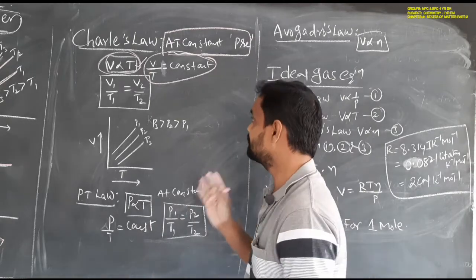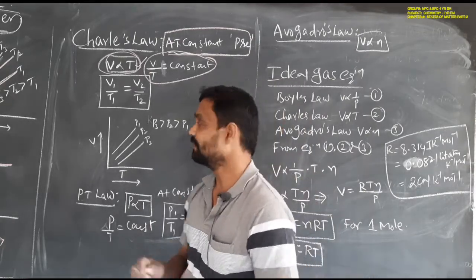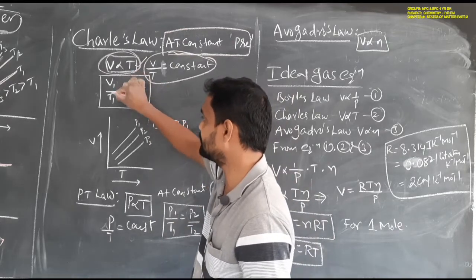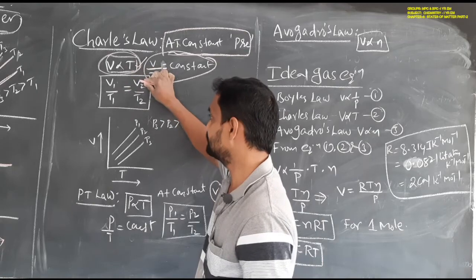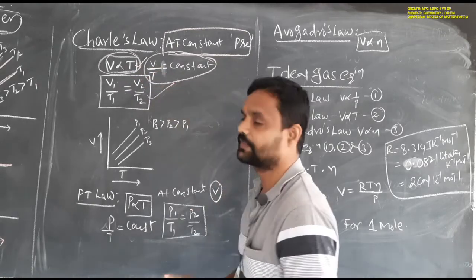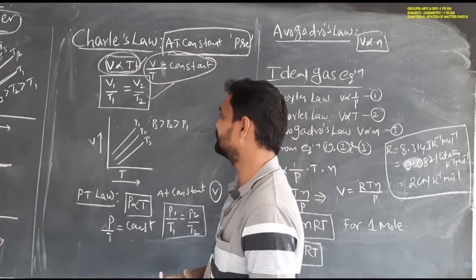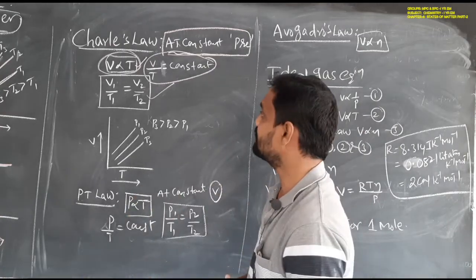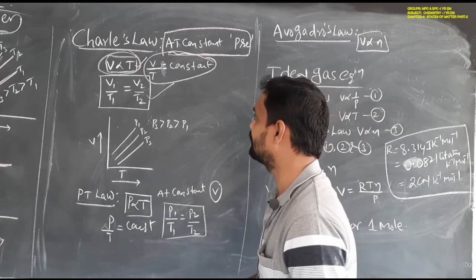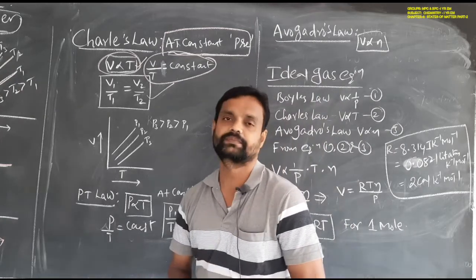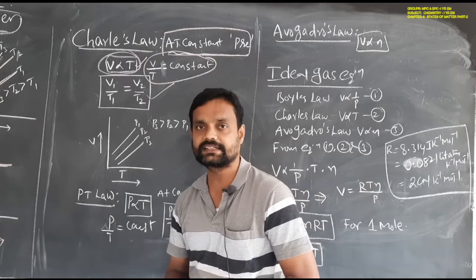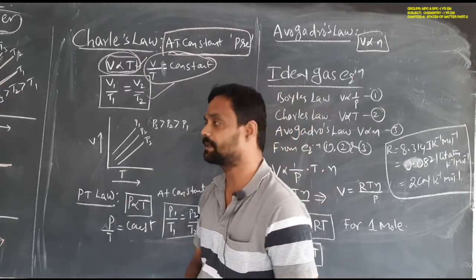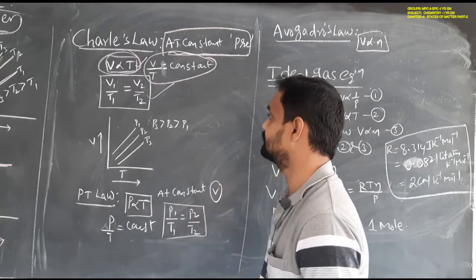When it is applied to two gases, Charles law is mathematically indicated as V1 by T1 is equal to V2 by T2. This is the mathematical representation of Charles law. How can we define Charles law? At constant pressure, the volume of a gas is directly proportional to absolute temperature.